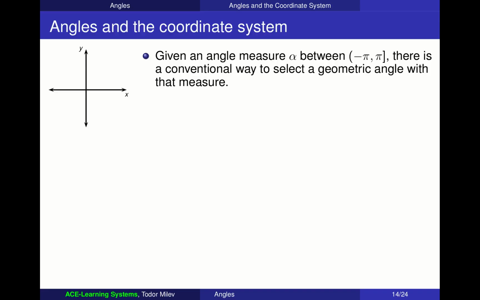Now there are infinitely many geometric angles that have that measure. Just take any angle with that measure and move it around and rotate it around in the plane, and you have infinitely many congruent angles with the same measure. Okay, but is there a best way of selecting one particular representative, one particular angle with a given measure? And the answer is yes. Now, of course, by saying best way, I mean best way relative to the choice of the coordinate system.